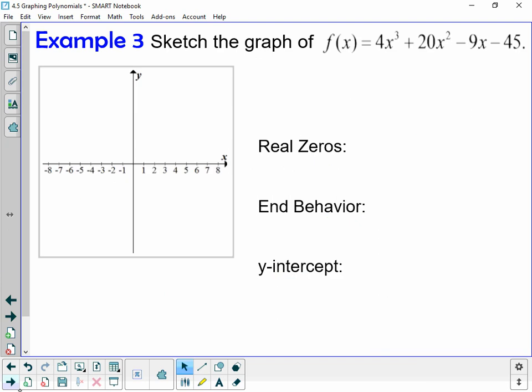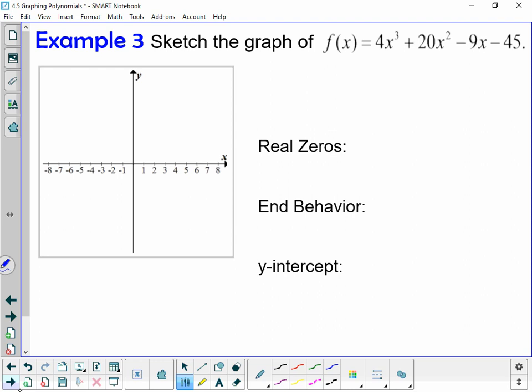All right, sketch the graph of the function f of x equals 4x to the third plus 20x squared minus 9x minus 45. So this is such a cool problem because it basically is going to use every bit of information that we've learned this unit. So I love it.